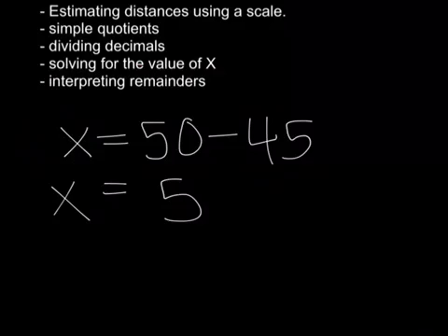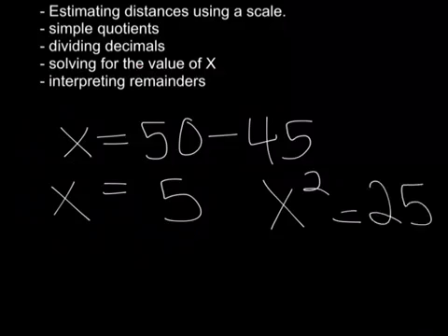So x is 5. If I know that x is 5, what is x squared? Well, since we already know the value of x, x squared must be 5 times 5, which equals 25. Okay? Let's see.